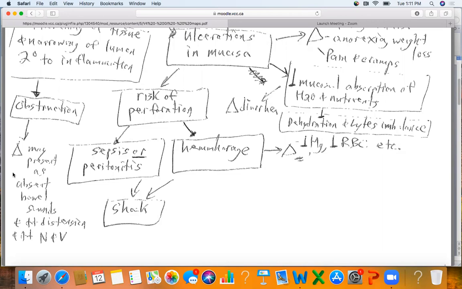Number two, the obstruction could put the bowel into shock, and so peristalsis ceases throughout the whole bowel. So you may have absent bowel sounds throughout the abdomen. Alternatively, you may have higher pitched bowel sounds just before the point of obstruction, and then past the point of obstruction, absent sounds where the bowels are not working.